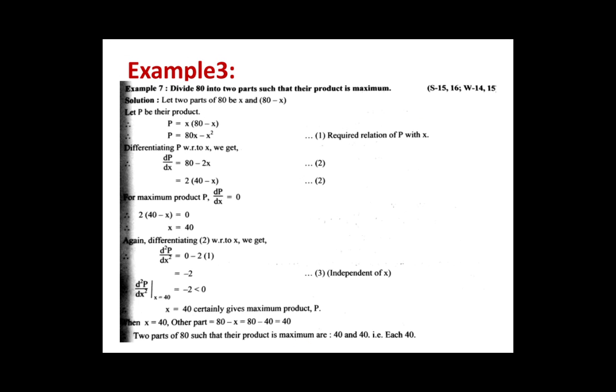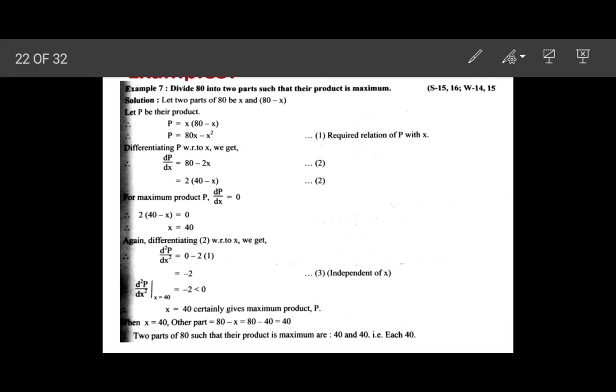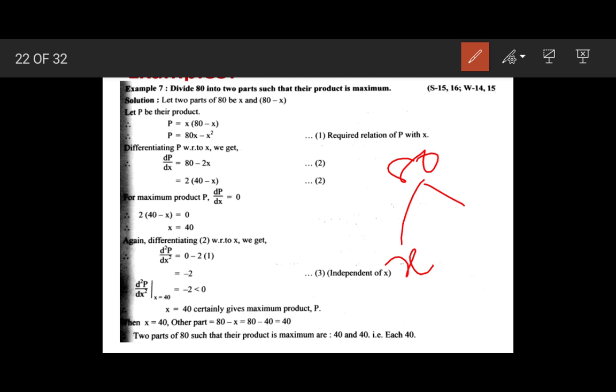Now see the third example. Third example is divide 80 into two parts such that their product is maximum. Now I am going to divide this 80 into two parts. Now let the first part is x. And if the first part is x, then the other part will be 80 minus x.